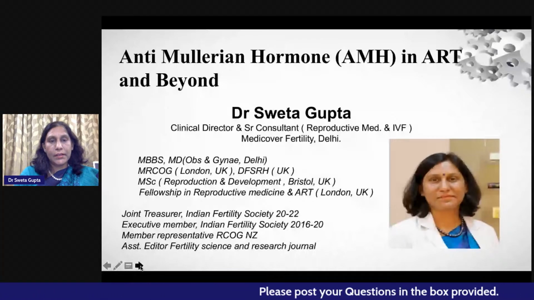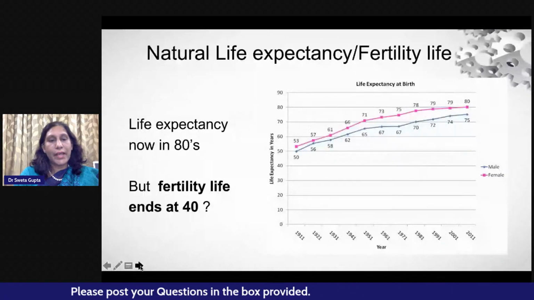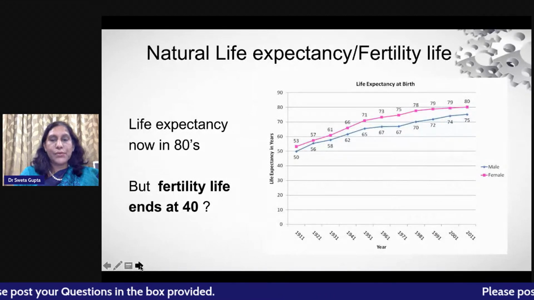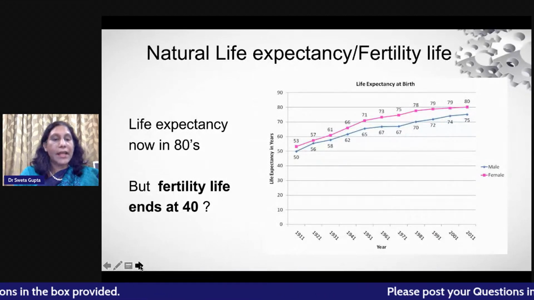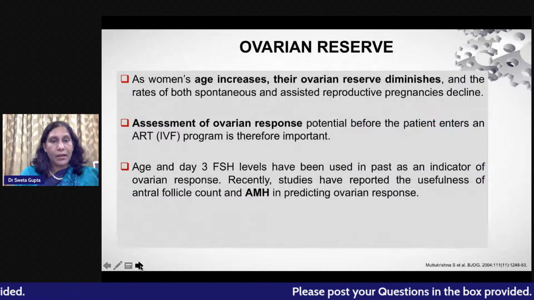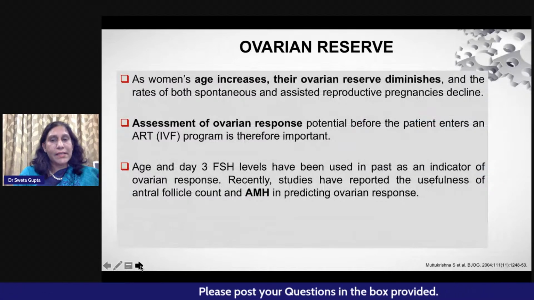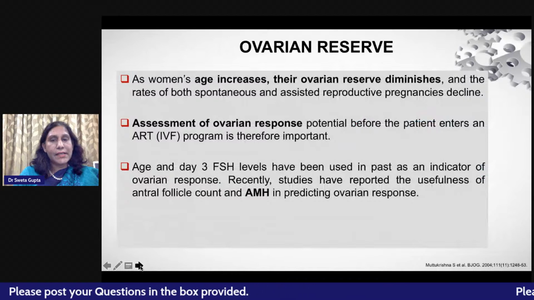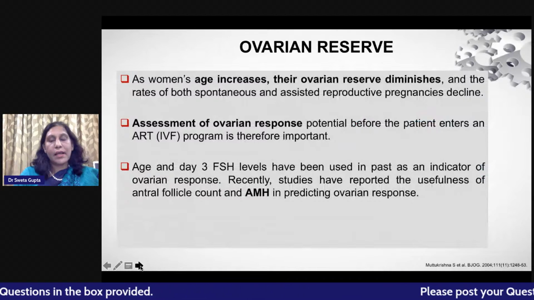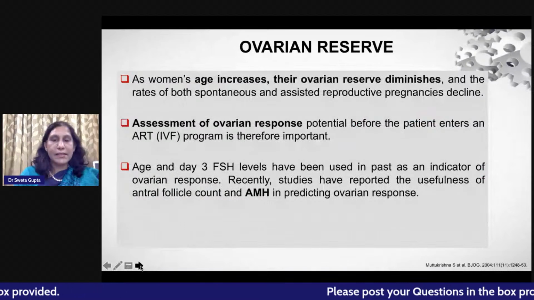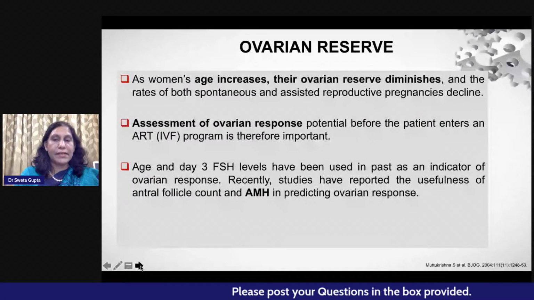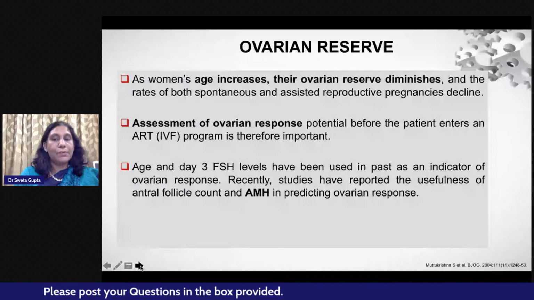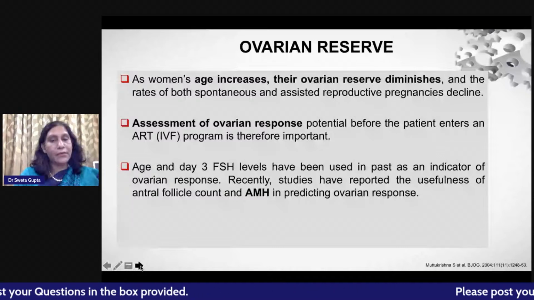So, as we all know, our natural life expectancy has increased to the 80s, but when it comes to fertility life, it still ends at 40. So, why is it so? It's because when the woman ages, her ovarian reserve diminishes and the rates of both spontaneous and assisted reproductive pregnancies decline. So, assessment of ovarian response potential before the patient enters an ART program is therefore important.